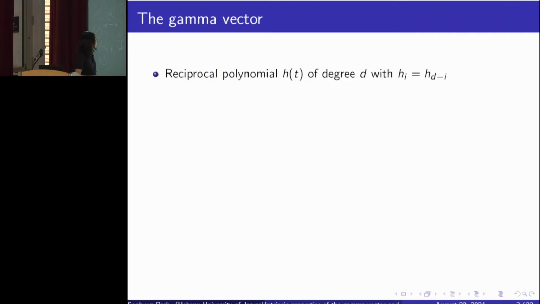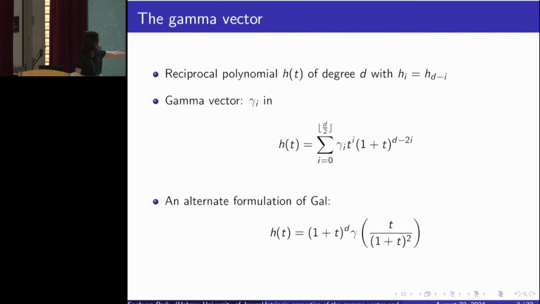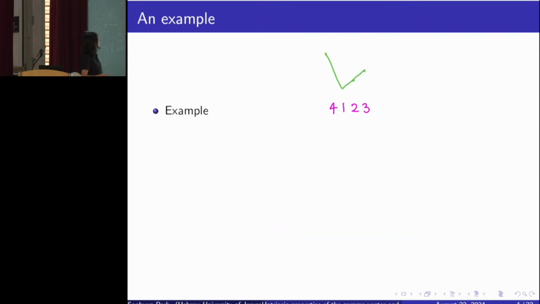And so the gamma vector is usually in the setting of something like a reciprocal polynomial. So you flip the polynomial coefficients around, it's still the same. And we care about this expansion. Okay. And just using the same thing, you can do this another way of rewriting it. It turns out we'll use this somewhere. And so here's an example. This is a permutation. It goes down and up twice.